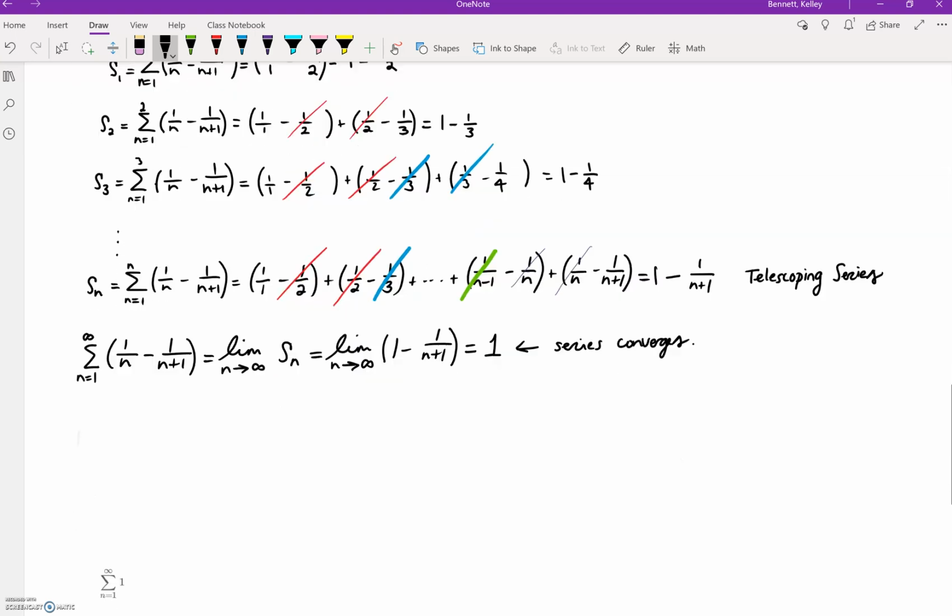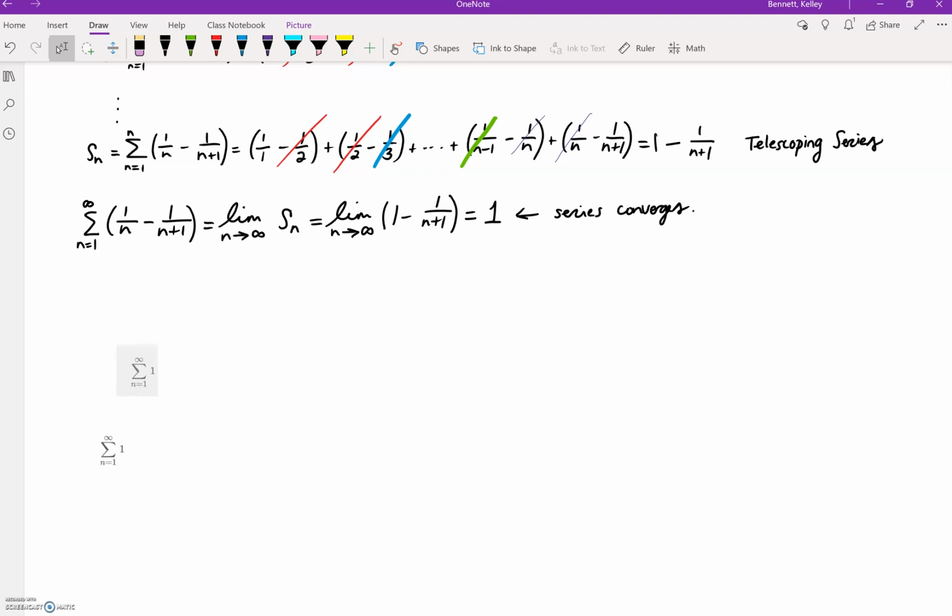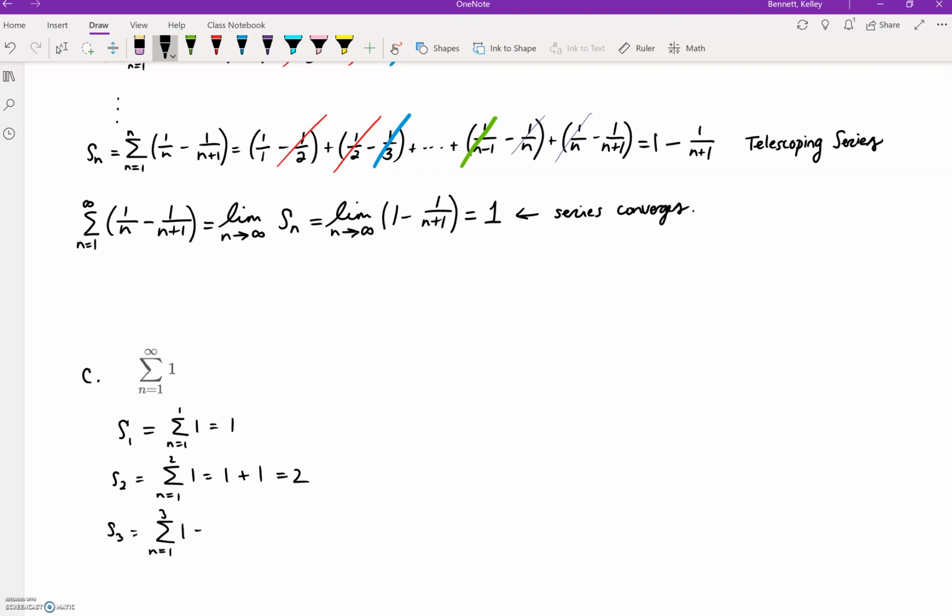So let's look at a third example where we're not going to be so lucky this time. We're just going to look at the example where we just sum up a bunch of ones. So this is example C. So let's do the partial sums. So S of n, S sub 1 is the sum from n equals 1 to 1 of 1. So we just write 1 one time. S sub 2, n equals 1 to 2 of 1. So I write 1, and then I add 1 to it, and I get 2. S sub 3, 1 plus 1 plus 1 is 3.